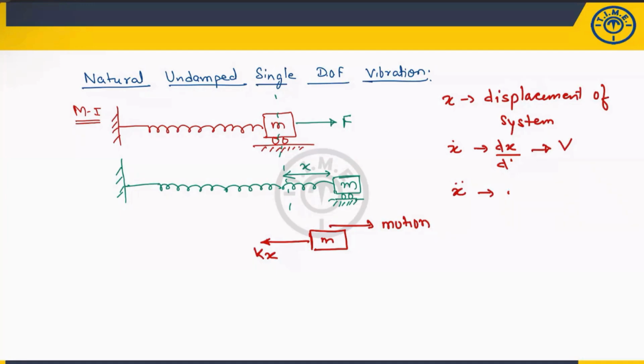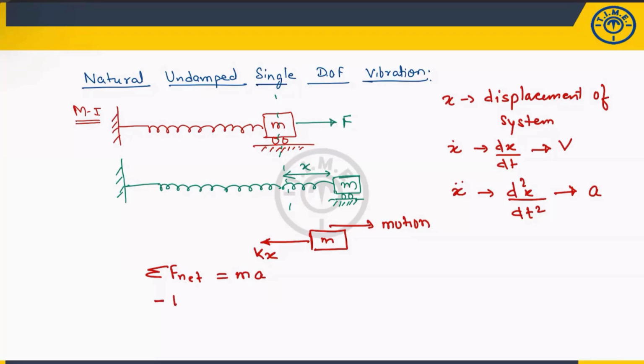So d square x divided by dt square is nothing but the acceleration. Now I can represent this acceleration in terms of x double dot. If you are giving motion to this block m, the spring force acts in the opposite direction. So can I use Newton's second law? The net force is equal to mass into acceleration.